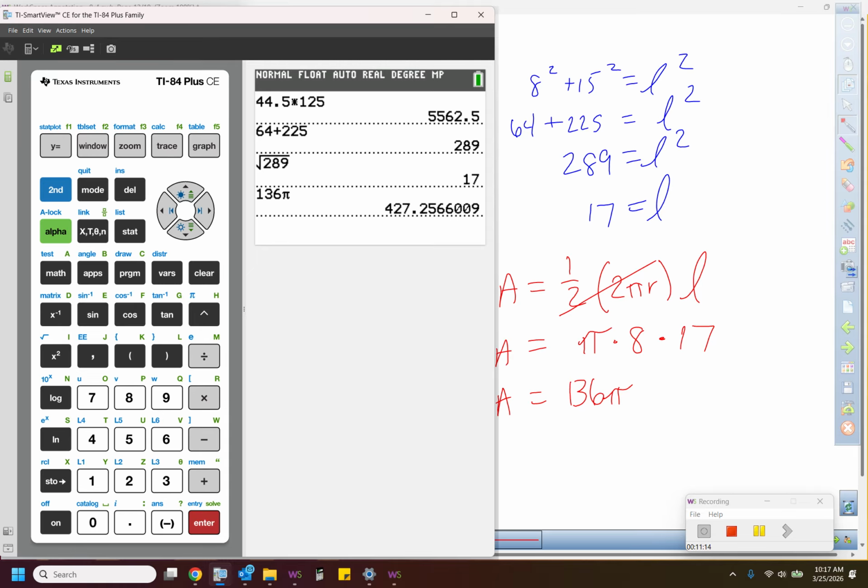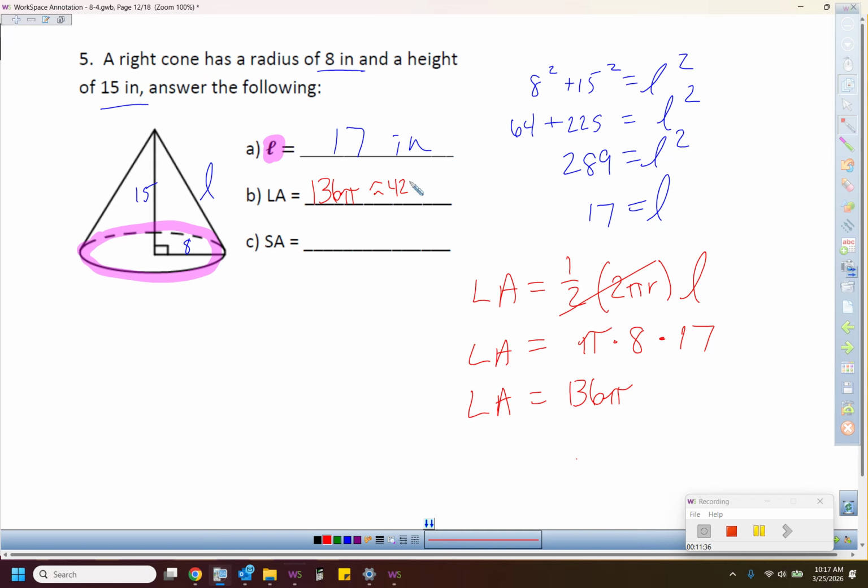Would you like a 0.2 or a 0.3 on that one when there's a 5 to the right of it? 0.3. So about 427.3. And throw a label on that. Would it be in inches, inches squared, or inches cubed? Inches squared. All area is in square inches. So that was the lateral area. It's a weird little formula, but the 1/2 and the 2 will always cancel each other out. It's 1/2 perimeter of the base times the slant height.